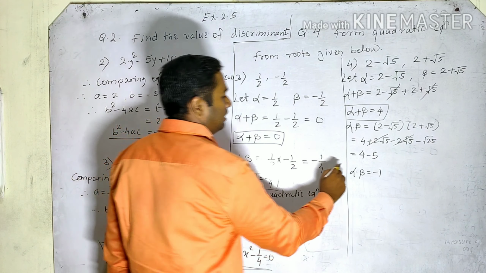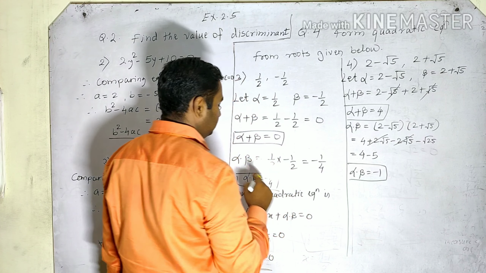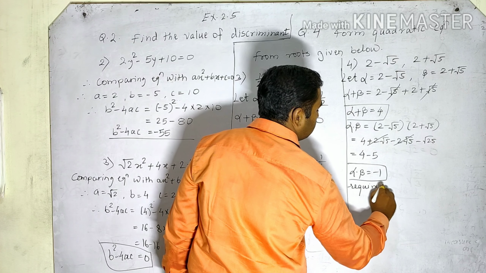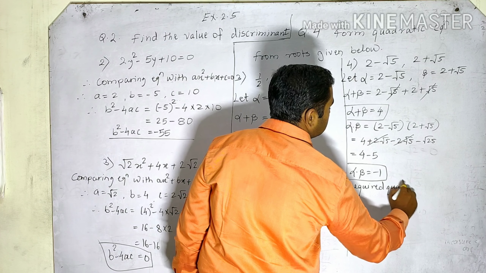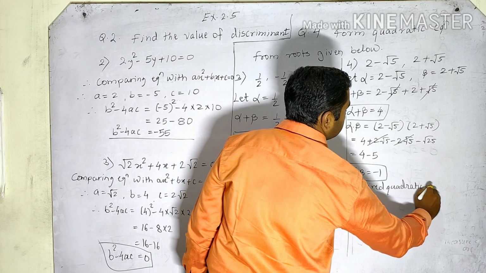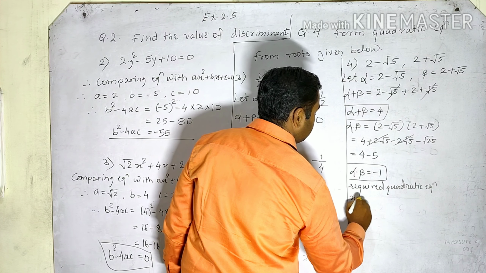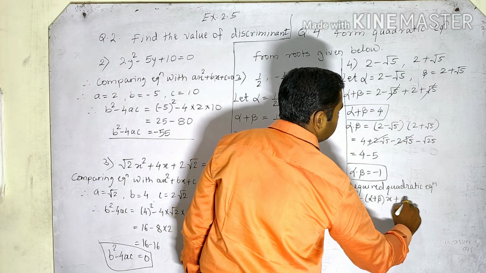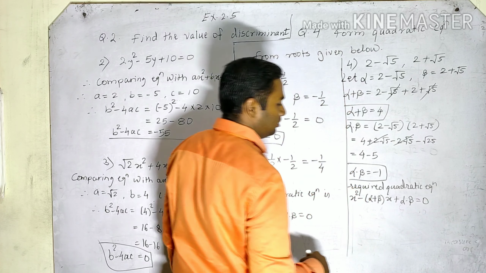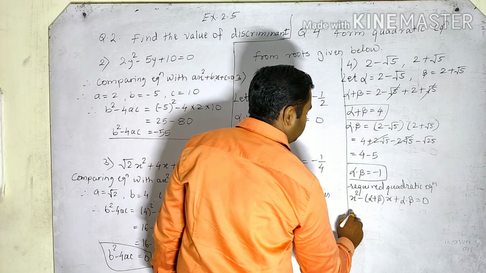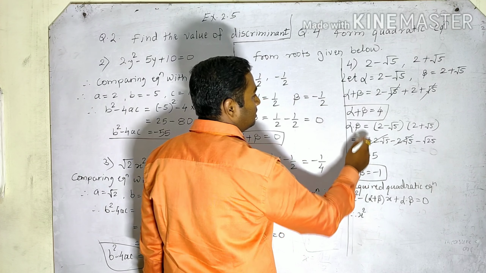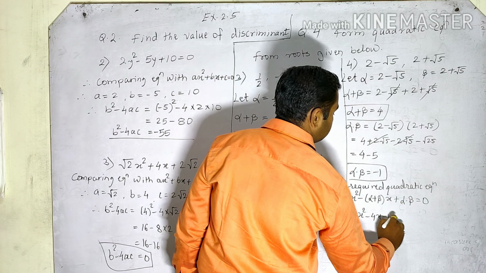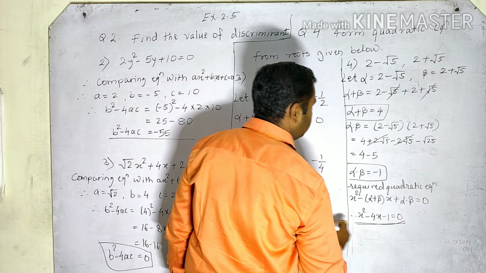Okay, so we get both values, alpha plus beta and alpha into beta. Now what is the required equation? Required quadratic equation is x square minus (alpha plus beta) x plus alpha into beta is equal to 0. So we put the values: x square, alpha plus beta value is 4, so minus 4x, and here minus 1 is equal to 0. This is our quadratic equation.